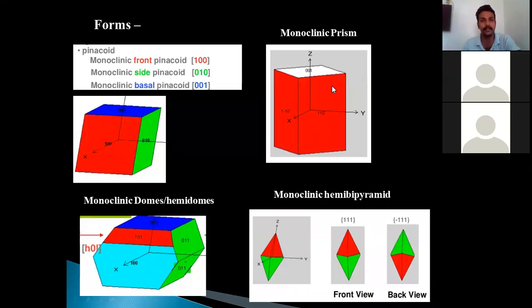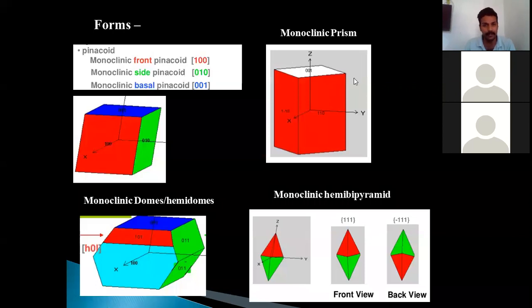Then we can see the monoclinic hemi pyramid. Okay, these are slightly complex diagrams. Better not to go there. Okay, try to focus on the pinacoid and the domes. It will be much easier to draw and much easier to write their description.